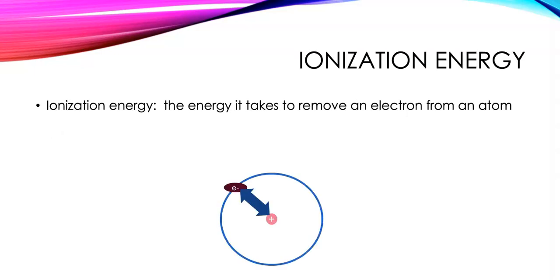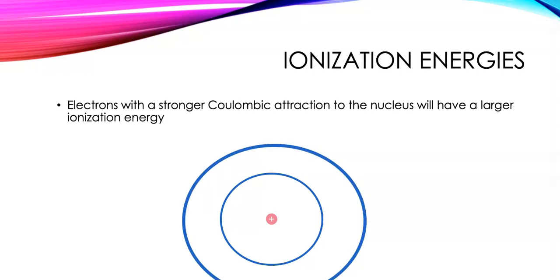Just to refresh your memory, ionization energy is defined as the energy it takes to remove an electron from an atom. Now, we often talk about the first ionization energy, the energy it takes to remove the outermost electron from an atom. But with photoelectron spectroscopy, we can actually look at ionization energies of inner electrons as well. We know that electrons that have a stronger Coulombic attraction to the nucleus will have a larger ionization energy. One important factor in this is the distance from the nucleus.